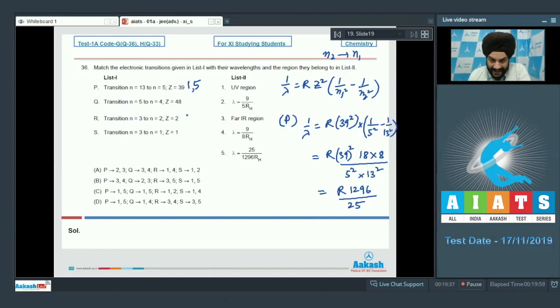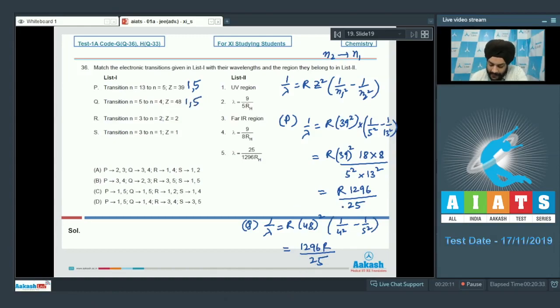If we talk about the second one, so we can solve for Q as well now. So for Q, similar calculation has to be done. So 1 by lambda is equal to R into 48 square into 1 by 4 square minus 1 by 5 square. So if we simplify this number, we are going to obtain 1296 R by 25 again. So it has a similar answer as the P option. So it has to be matched with 1 and 5.